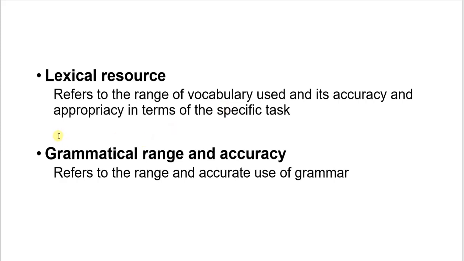The last assessment criterion is grammatical range and accuracy. It refers to the range and accurate use of grammar. You should blend a mix of simple and complex sentences. Your responses should be mixed with both simple and complex sentences, and you'll be assessed on that. So this is an overview of the IELTS writing test, the academic module.